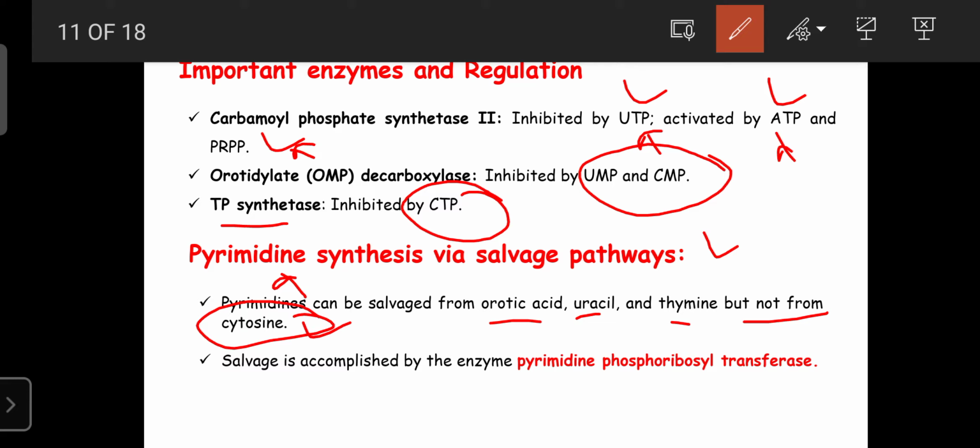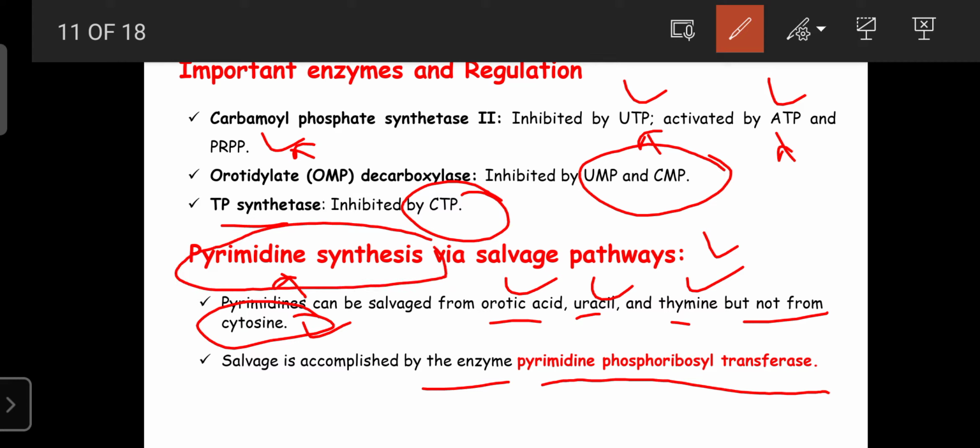Okay, then the salvage pathway is completed by an enzyme known as pyrimidine phosphoribosyltransferase. This enzyme can utilize orotic acid, uracil and thymine and is involved in the synthesis of the pyrimidine bases, and that pathway is known as the salvage pathway.